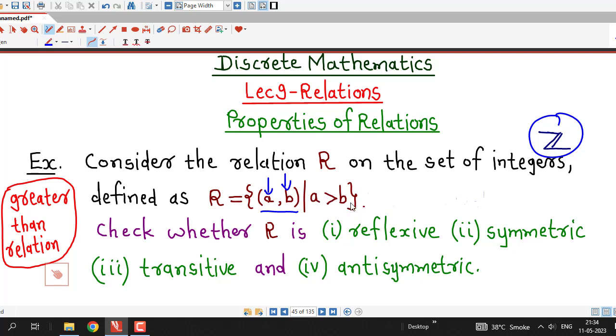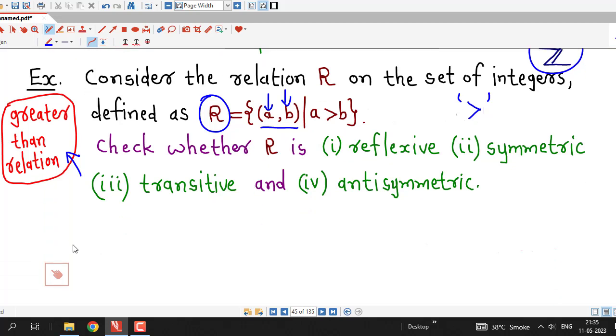Here a is related to b if a is greater than b. Therefore this relation is also known as the greater than relation. Sometimes they use this notation, instead of R they use the greater than sign, to denote this greater than relation on the given set. Here we are given the greater than relation on the set of integers Z. Therefore a and b are taken as integers. So we check all these properties one by one.